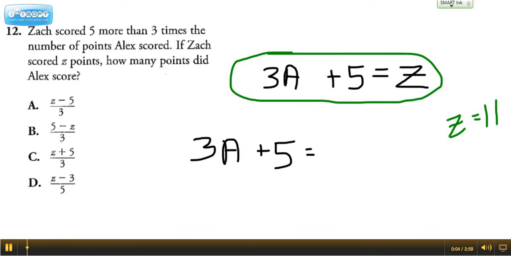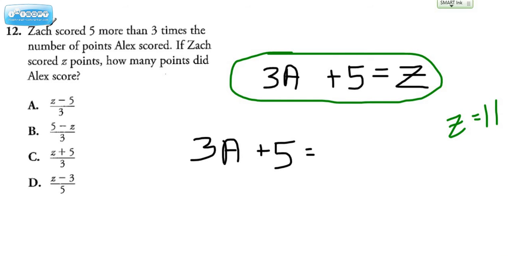We're taking a look at number 12, which reads, Zach scored 5 more than 3 times the number of points Alex scored. If Zach scored Z points, how many points did Alex score? Now what makes this question very difficult is they're not talking about Zach, they're talking about Alex.